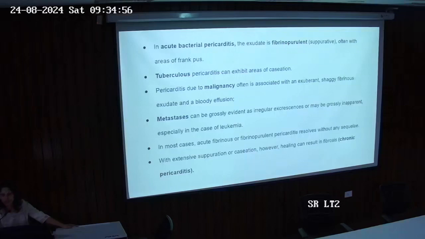In acute bacterial pericarditis, the exudate is fibrinopurulent, that is suppurative, often with areas of pus. Tuberculous होता है तो caseation necrosis होता है, malignancy होता है तो उसमें blood रहता है, metastasis भी होता है तो उसमें blood होता है. The exudates depend on what is the cause. If it's viral, it is fibrinous. If it is bacterial, it is fibrinopurulent. If it is tuberculous, there will be caseation. If it is malignancy or metastasis, you will have blood involved in the pericardium. Okay? And if with extensive suppuration and caseation, healing can cause fibrosis, leading ultimately to constrictive pericarditis.